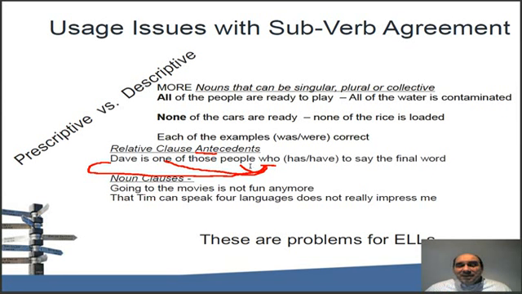For the most part, the rules say that it's the one closest to it, right? So I look at this example. Dave is one of those people who have to say the final word. Who has to say the final word? Dave has to say the final word. Dave is one who has to say the final word. Which one is it? You're going to find different arguments for each one of these.